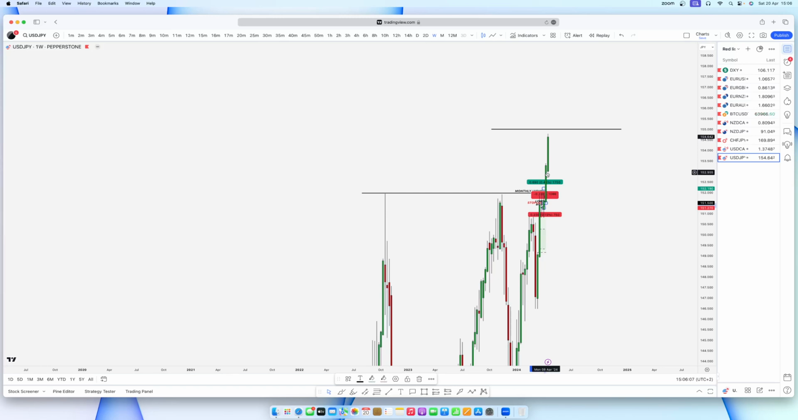Definitely, I can't trade everything, but when I see the opportunities, I like to list them out, look for the highest probability setup and take the trade. So once again: dollar index, EUR USD, EUR GBP, EUR NZD, EUR AUD, Bitcoin, NZD CAD, NZD JPY, CHF JPY, USD CAD, USD JPY. For Bitcoin, I'm not calling any buyers. The daily liquidity has been taken out, so I'm not seeing anything yet.